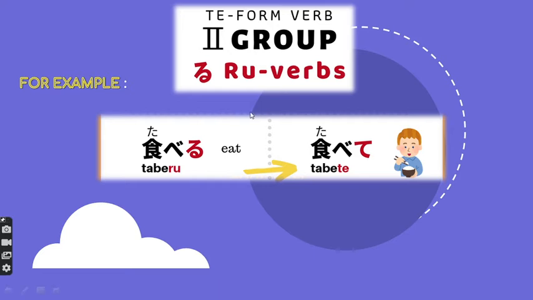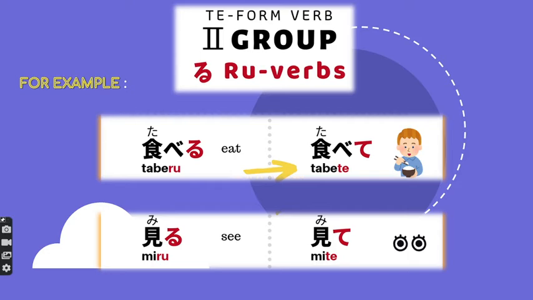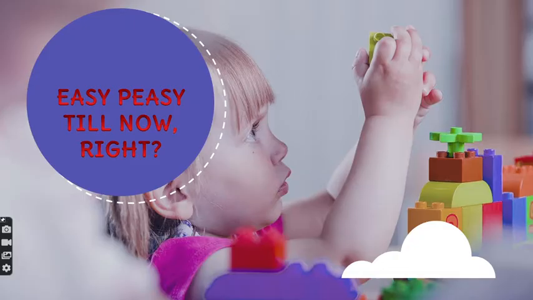So, group 3 verbs: suru, shite; kuru, kite. Group 2 verbs: remove ru, add te. Okay, miru will become mite. Okay, now this was very easy, I feel.